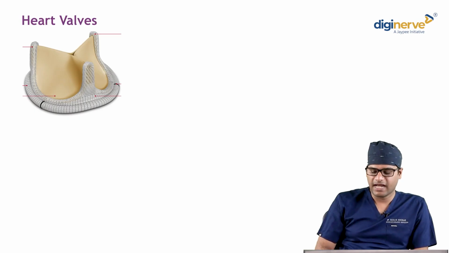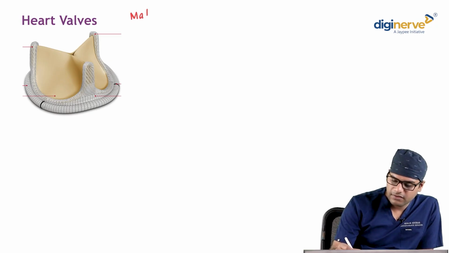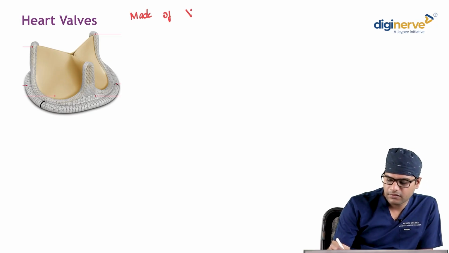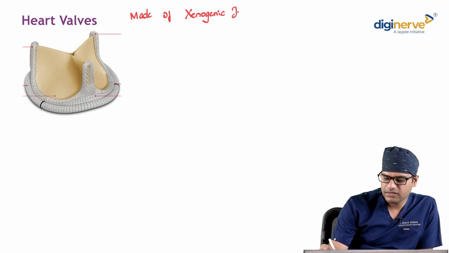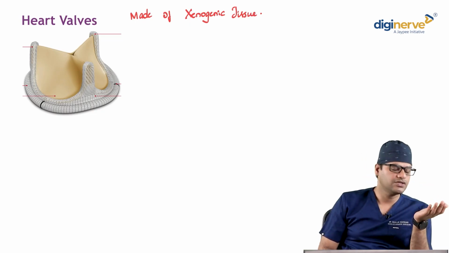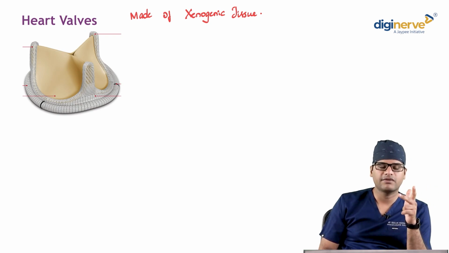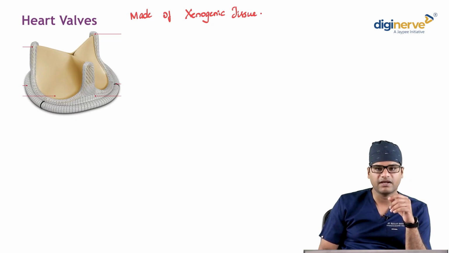Coming to the other type of heart valve, which is the bioprosthetic heart valve. Bioprosthetic, as the name suggests, is made up of xenogenic tissue. The tissue could be obtained from one of two animals. One is porcine, which is pig. The other one is bovine, which is from the cow or cattle. So these are the two animals from which we obtain the tissue for bioprosthetic heart valves.